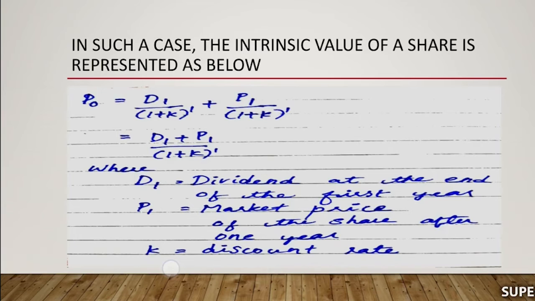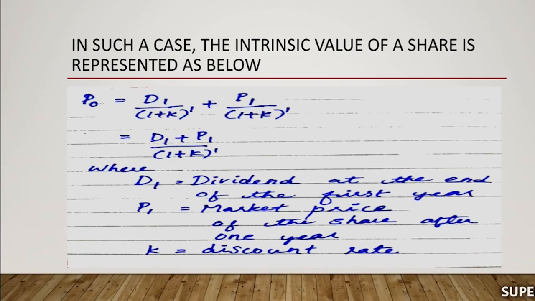In such a case, we can calculate the intrinsic value of the share using this equation: P0 is equal to D1 divided by (1 plus K) raised to 1, plus P1 divided by (1 plus K) raised to 1. That means (D1 plus P1) divided by (1 plus K) raised to 1. Where D1 means dividend at the end of the first year, P1 is the market price of the share after 1 year, and K is the discount rate.